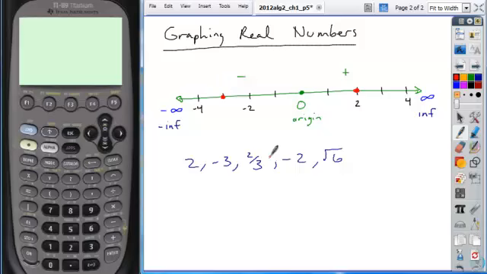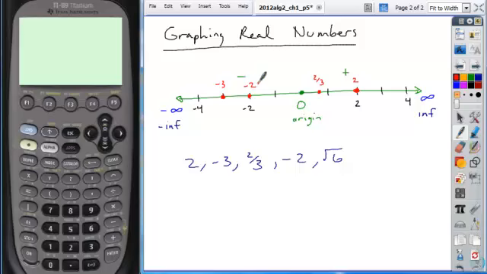2/3 is going to be between which 2 points? 0 and 1, so here's our 2/3. Okay, negative 2, again, right on the hash mark for that. And then what about root 6? Where is that going to be located?